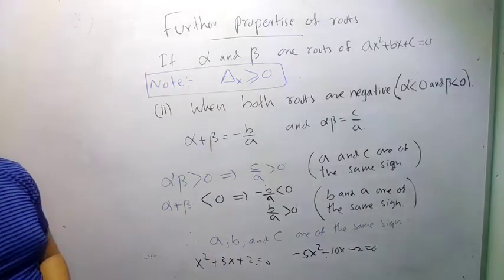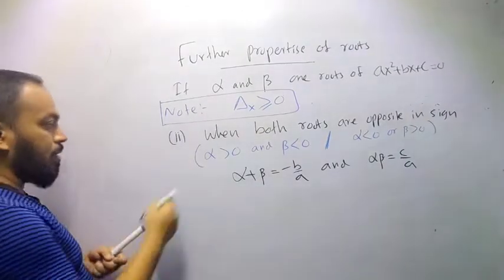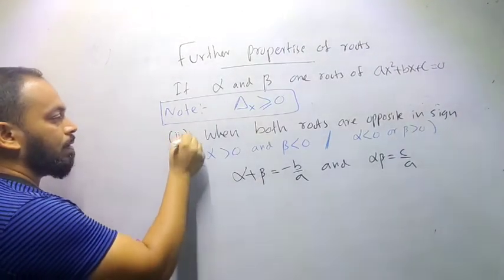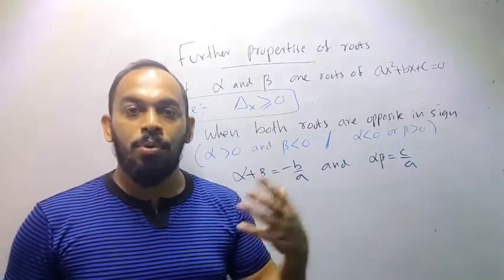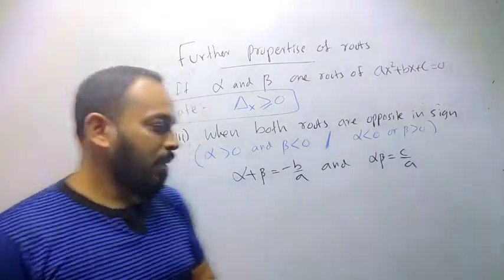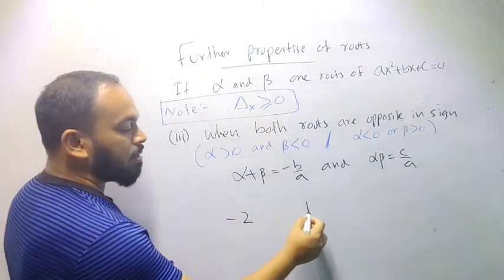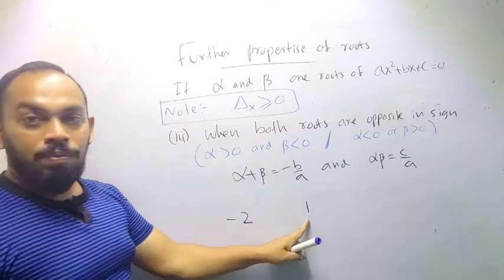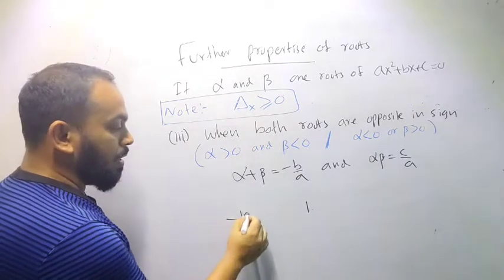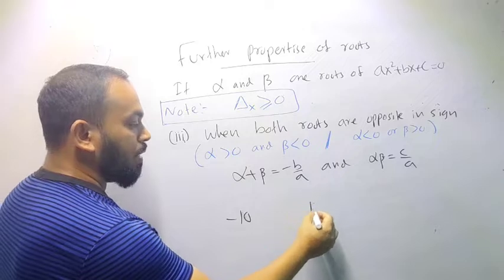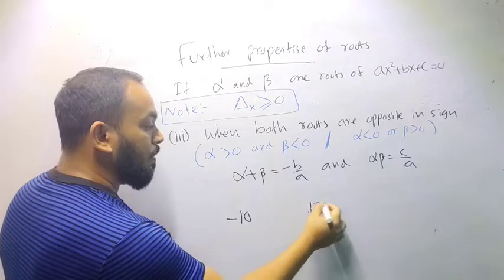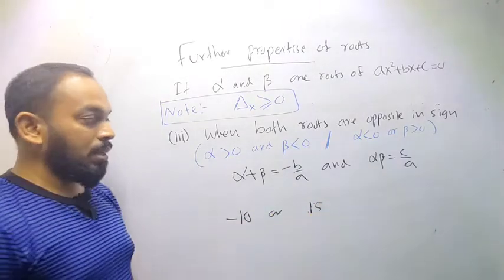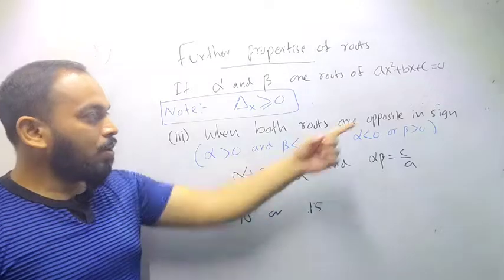Okay, let's get into the next case. Case number 3 is when both roots are of opposite signs. That means, for example, if one root is negative, the other one is positive. Negative, positive. So suppose negative 10 or positive 10 is also possible, but we will take this as a special case. Negative 50 or 50. So this is what it means to be of opposite signs.